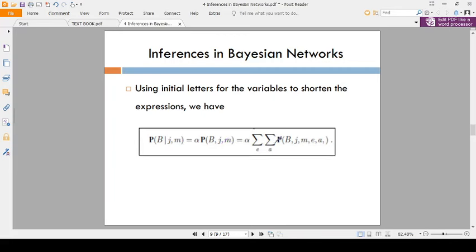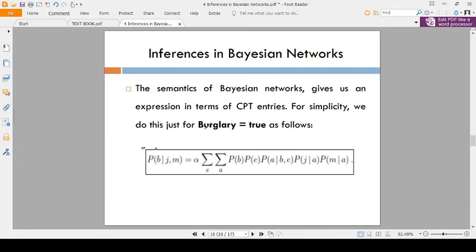So here some terms are there. One is using earthquake, one is based on the alarm. So burglary based on John call, Mary call, summed over earthquake and the alarm sound. If burglary is true, that is written as small b. So P of small b based on John calls comma Mary calls is true. So here P of B, burglary is true.